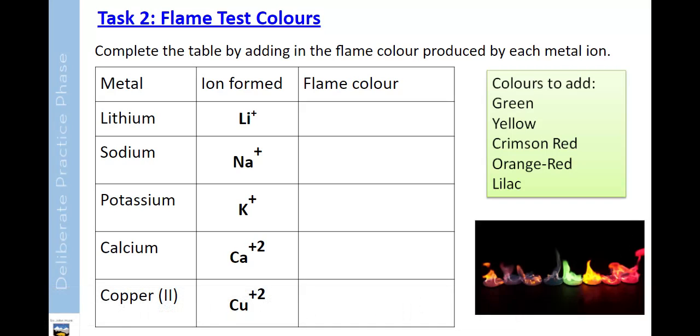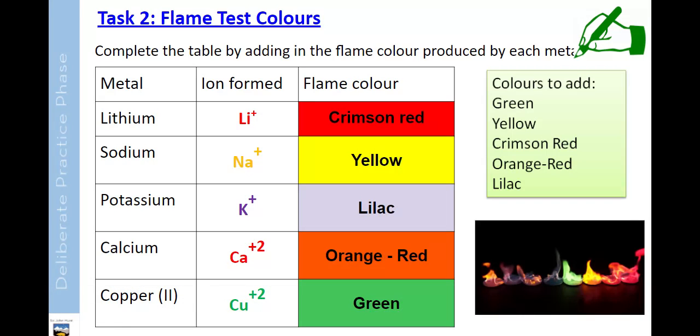Okay, so the answers are as follows. Lithium, crimson red, sodium is yellow, potassium was lilac, calcium was orangey red, and copper 2, it's copper 2 in brackets because it's got a charge of +2, is a nice green colour.